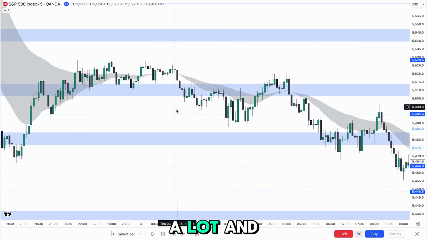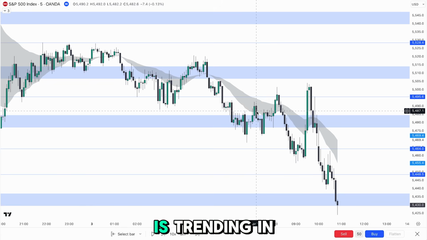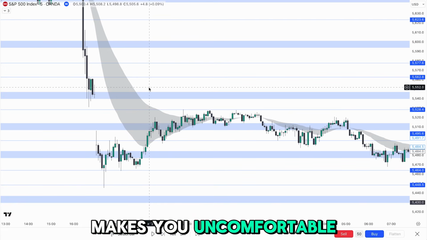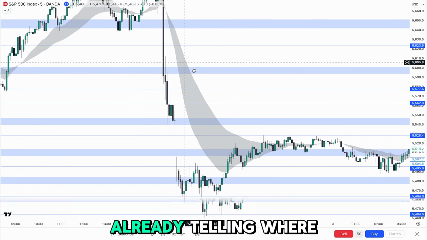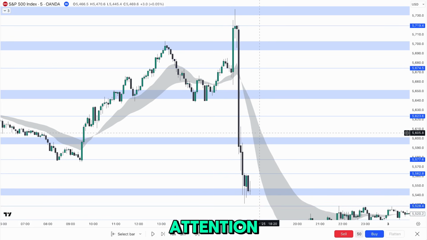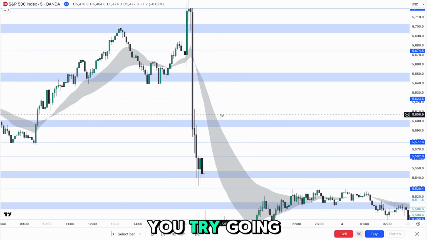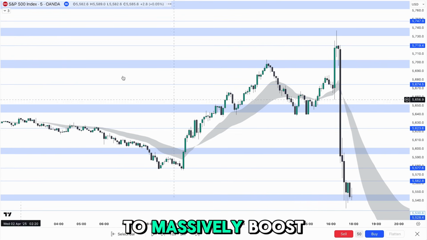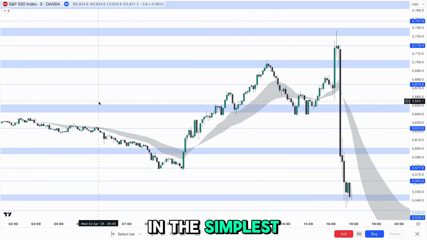And finally, don't fight the cloud. I used to make this mistake a lot, and it cost me. If the market is trending in one direction and everything else aligns, don't fight it, even if it makes you uncomfortable. The market is already telling where it wants to go if you pay attention, and it'll roll you over if you try going against it. So that's how I use the EMA cloud to massively boost my win rate in the simplest way possible.